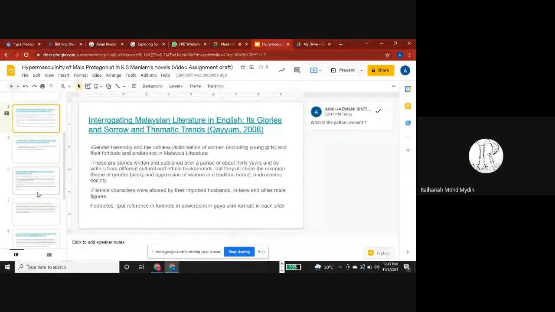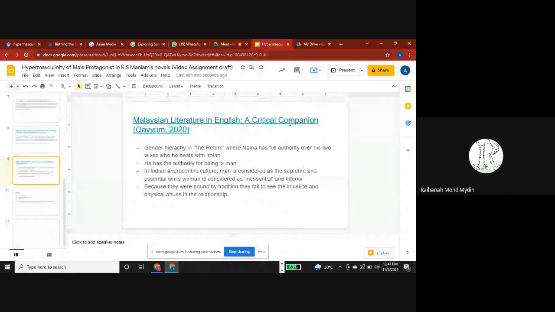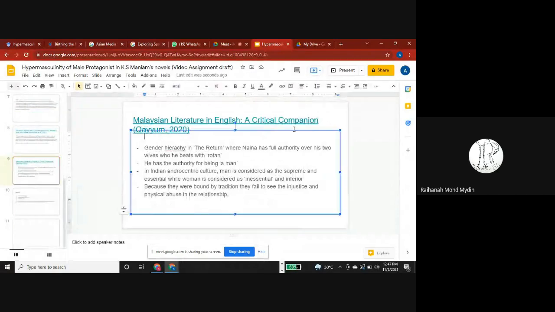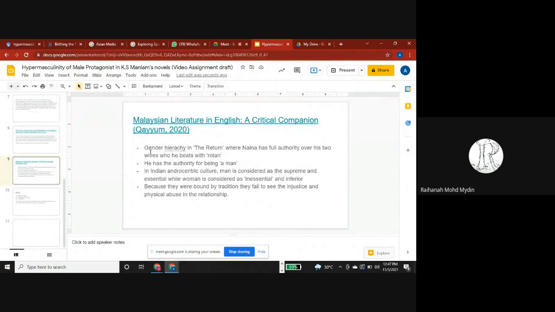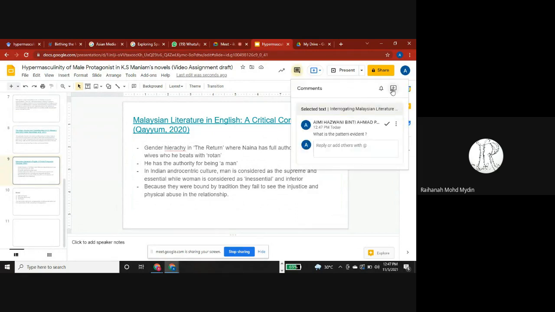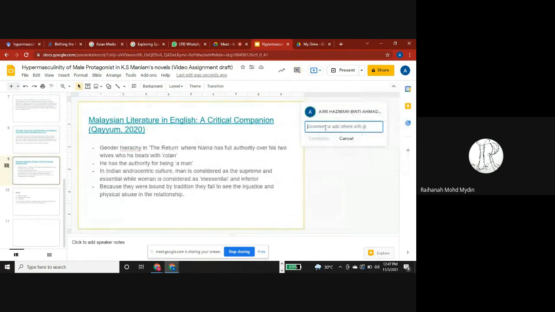You want to break down the patterns, each on one slide, right? For instance, this idea of gender hierarchy: Kayum 2020 illustrates that gender hierarchy is an important pattern in the way hypermasculinity is presented. Who else reiterates this point? Besides Kayum 2020, who else reiterates this point?